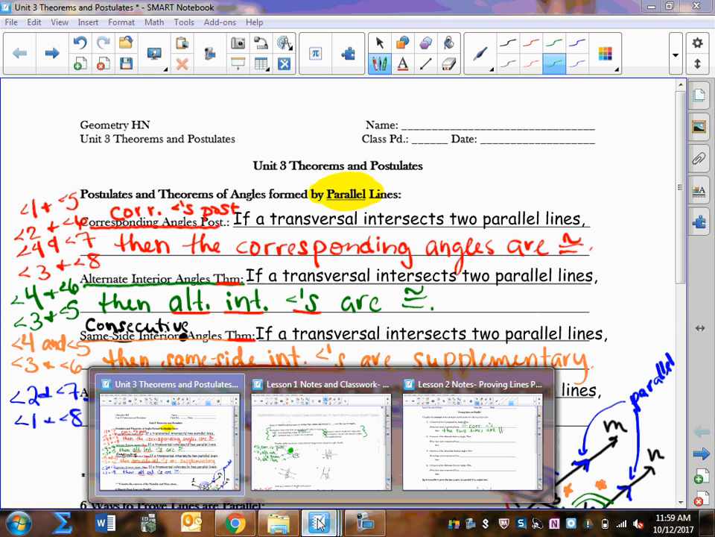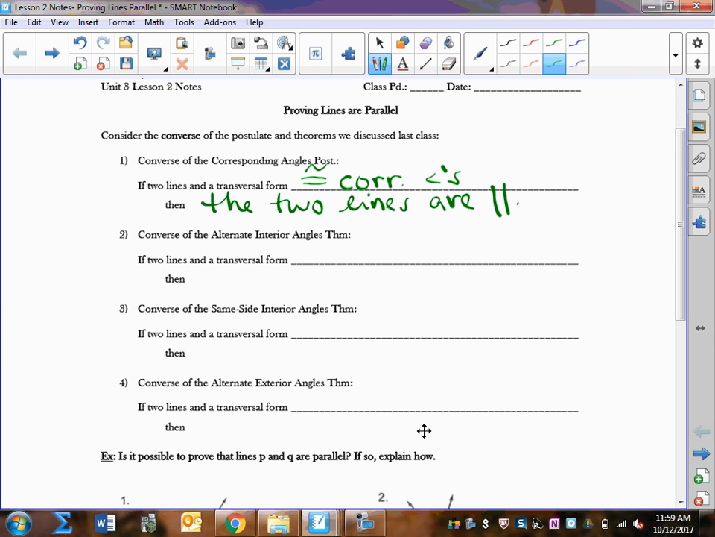Alright, so the converse of the corresponding angles postulate says if two lines and a transversal form congruent corresponding angles, then those two lines are parallel. So we start off by knowing that they're congruent, and then we can say parallel. We'll talk about whether or not this is true.